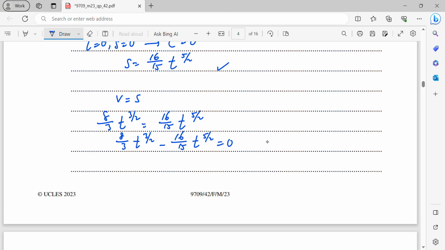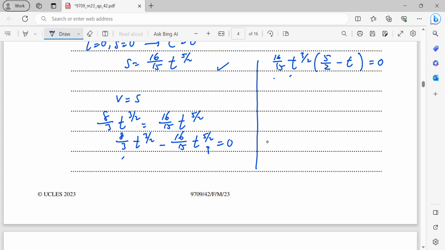Then I will factorize 16 over 15. At the same time, the smaller degree of t is 3 over 2, so I will factorize this too. Then the first term is 5 over 2, because 8 over 3 divided by 16 over 15 gives 5 over 2. Since I have factorized t to the power of 3 over 2, from t to the power of 5 over 2 you still have degree 1 for the t. So you are getting this now.